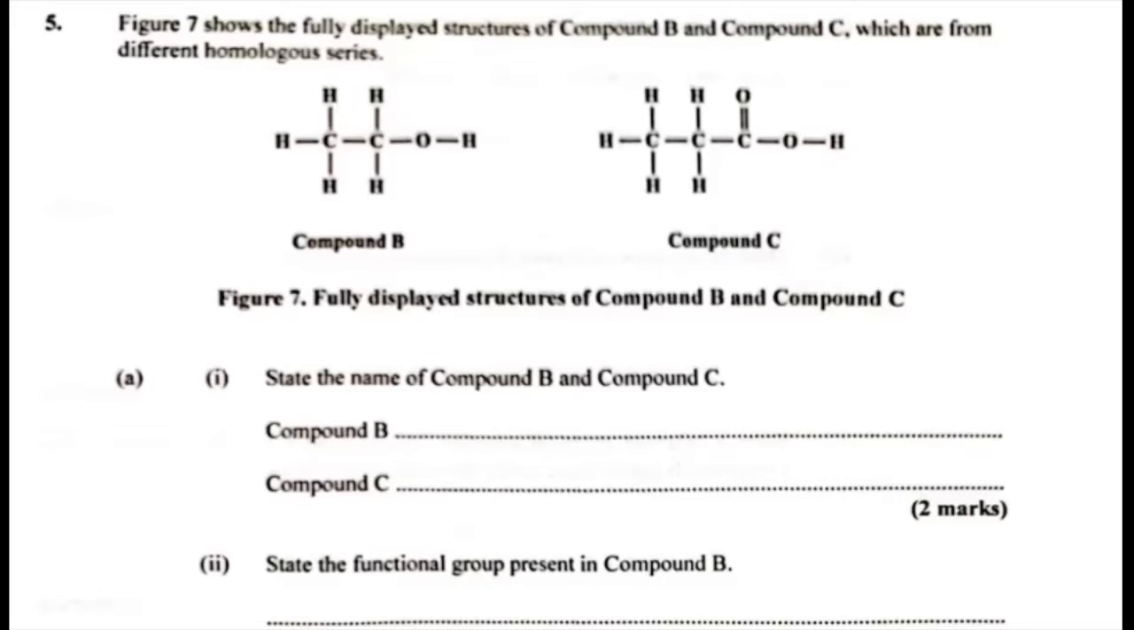Figure 7 shows the fully displayed structures of compound B and compound C, which are from different homologous series. Part 5A, 1: State the name of compound B and compound C. So, compound B has 2 carbons, and there's a functional group, OH, so that's coming from the alcohol group, so that is ethanol.